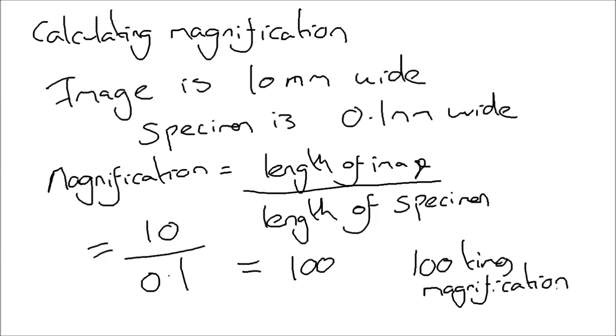In an exam, you'd normally have something which came out to quite a nice answer. If you got something like 68.3, then I'd always go back and check it, just to make sure that you've got the calculation correct, that you've not switched the length of the specimen and the length of the image. So we're usually looking for a sensible answer.